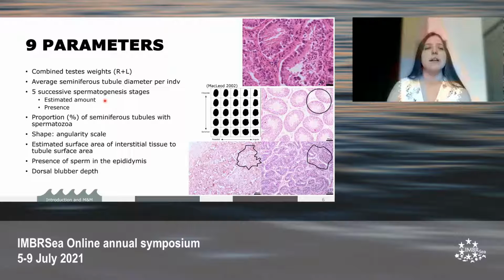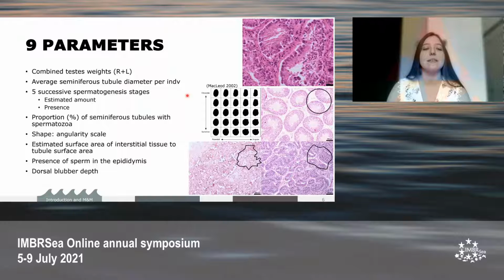We also calculated the proportion of tubules with sperm, so this one has sperm, and these two do not. We also made an estimation of the shape based on the angularity scale described for particulates. You can see this individual had round tubules, this one had slightly angular, and this one had angular. Similarly, we made an estimation of the surface area of interstitial tissue compared to tubule surface area. You can see this one had a lot of interstitial tissue, but very little tubule surface area, while this one had the opposite.